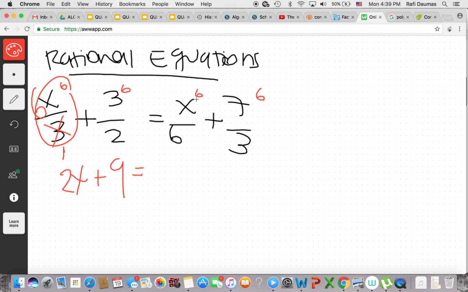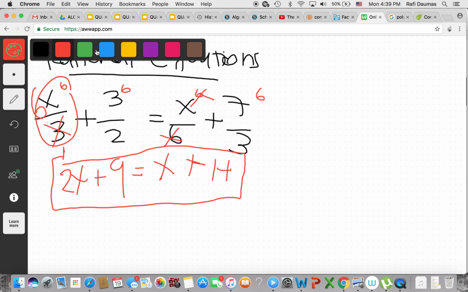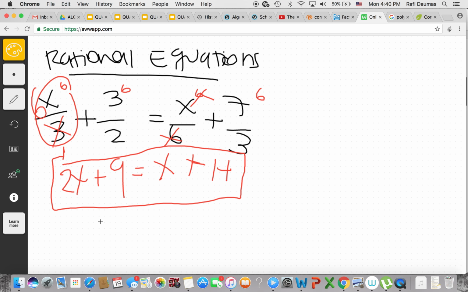Equals. Same thing. So this just automatically cancels out, so all we have left is an x. Alright, so then once again this cancels out. 6 divided by 3 is 2, and 2 times 7 is 14. So then this is the equation we actually have to solve now. So we would do 2x plus 9 equals x plus 14.